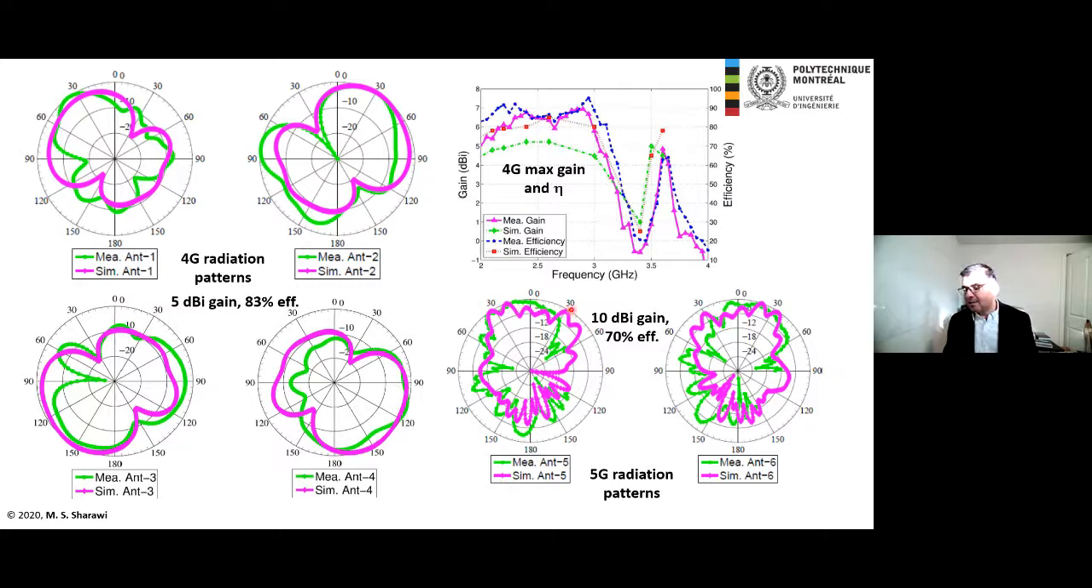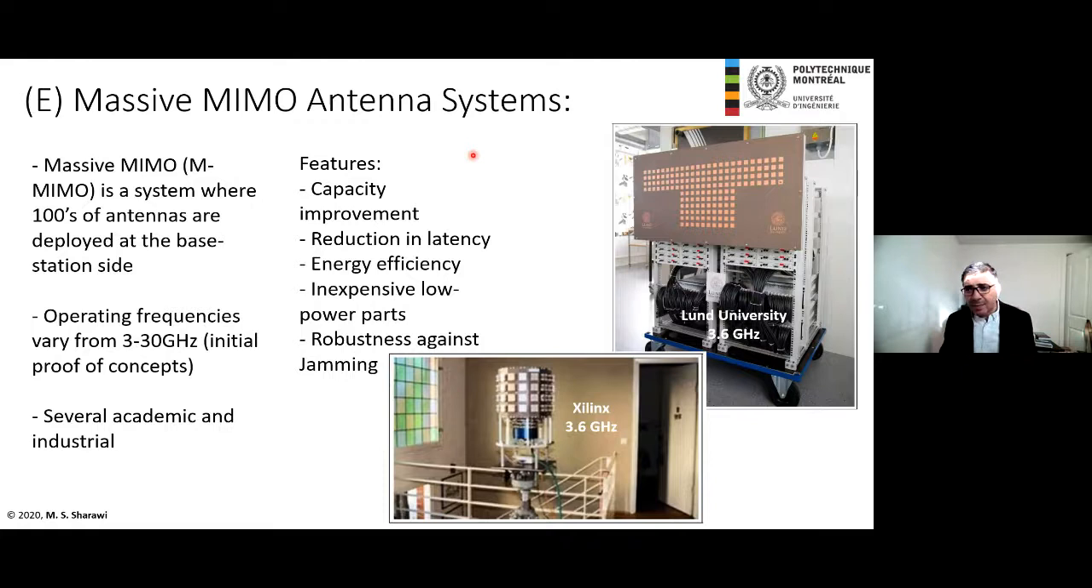Another technology for 5G is massive MIMO, and as I mentioned, we are talking about hundreds of elements like in here and there. What we are looking for is improved capacity, reduction in latency, energy efficiency, inexpensive low power parts, and robustness against jamming because of the multiple simultaneous beams. We're talking about operating frequencies from 3 to 30 gigahertz initially. I haven't seen much millimeter wave based massive MIMO yet, but yes, sub 6 gigahertz is very well known.